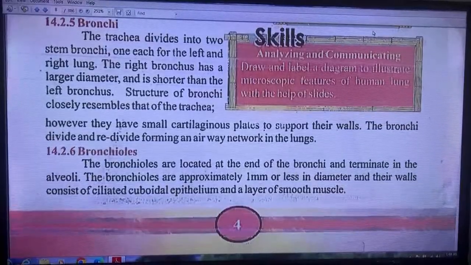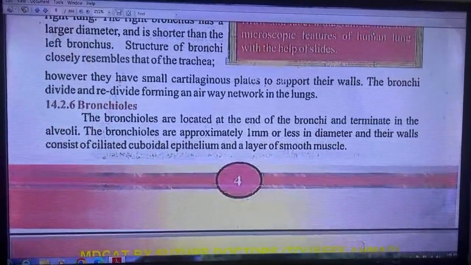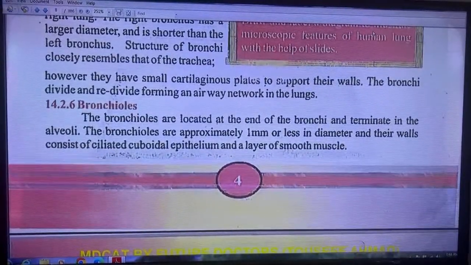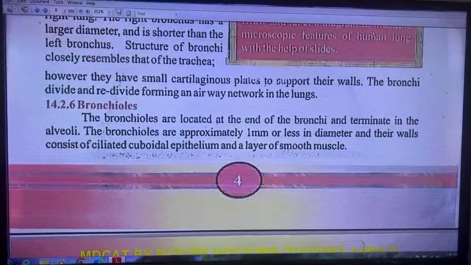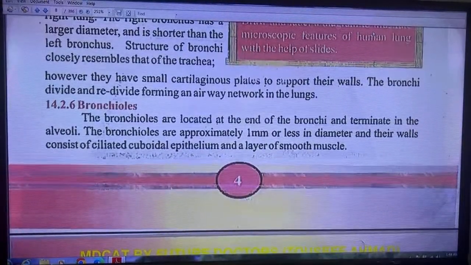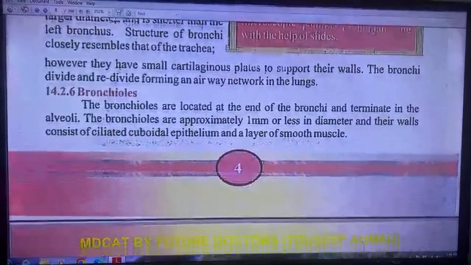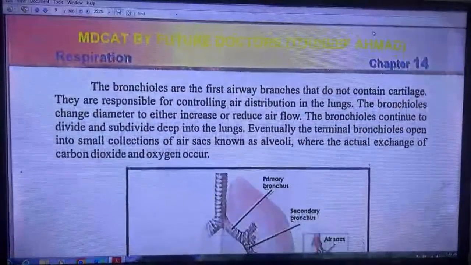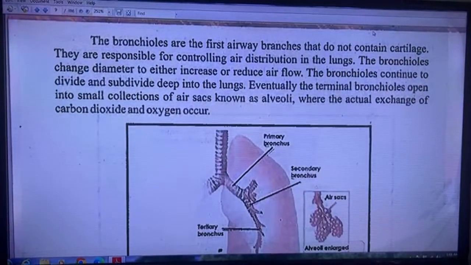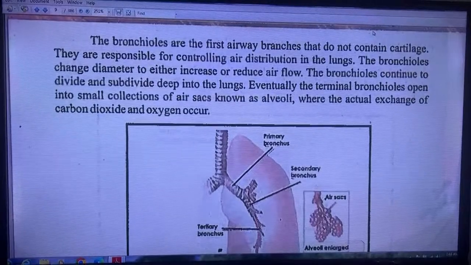Bronchioles. The bronchioles are located at the end of the bronchi and terminate in the alveoli. The bronchioles are approximately 1 millimeter or less in diameter, and their walls consist of ciliated cuboidal epithelium and a layer of smooth muscle. The bronchioles are the first airway branches that do not contain cartilage. They are responsible for controlling air distribution in the lungs. The bronchioles change diameter to either increase or reduce airflow.